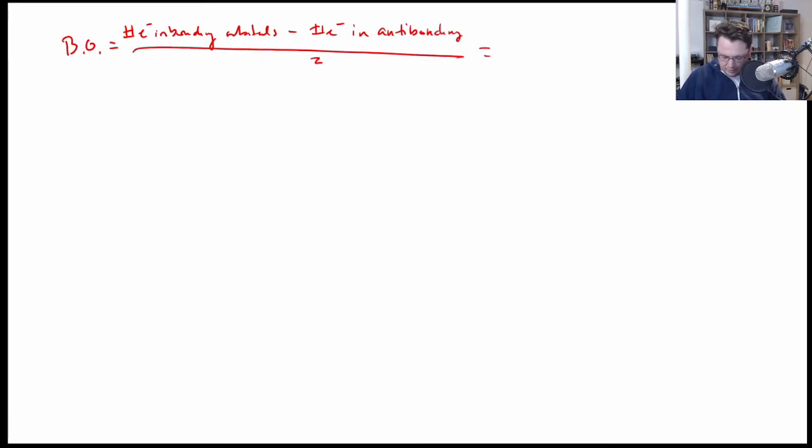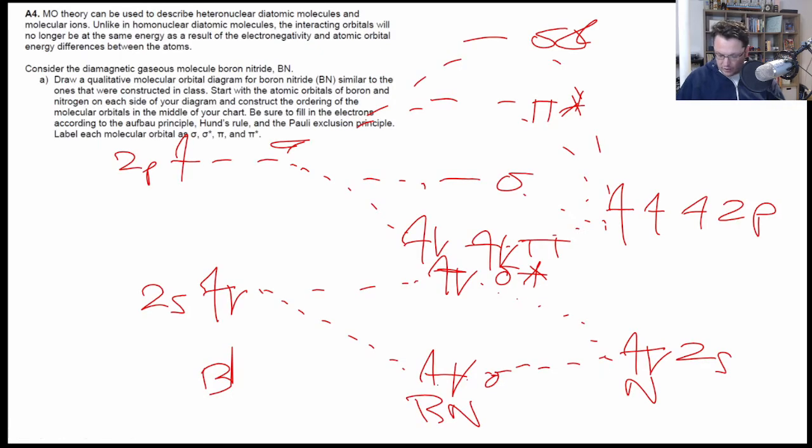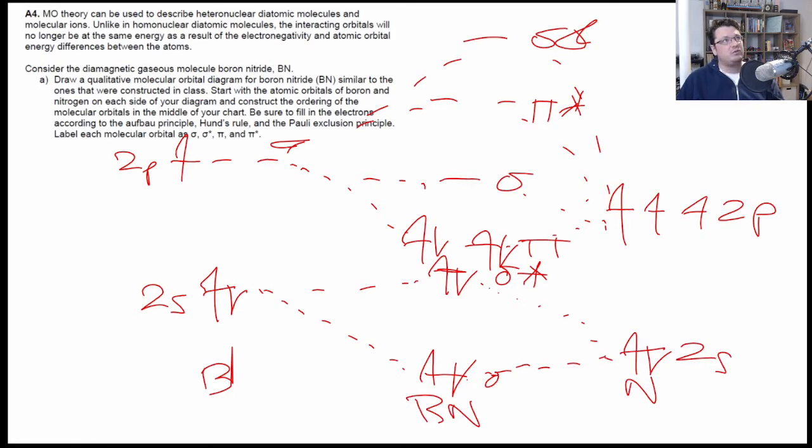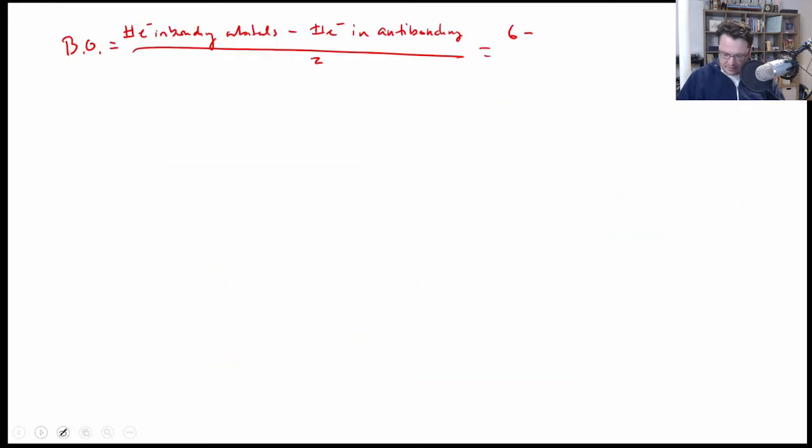In this case, what we had was 6 in the bonding orbitals: 2 in the sigma and 4 in the pi. Minus the anti-bonding orbitals, we only have 2 electrons, in the sigma anti-bonding, so minus 2, divided by 2. So 6 minus 2 is 4, and 4 divided by 2 is equal to 2. So we have a bond order of 2 in this case. This is for BN.